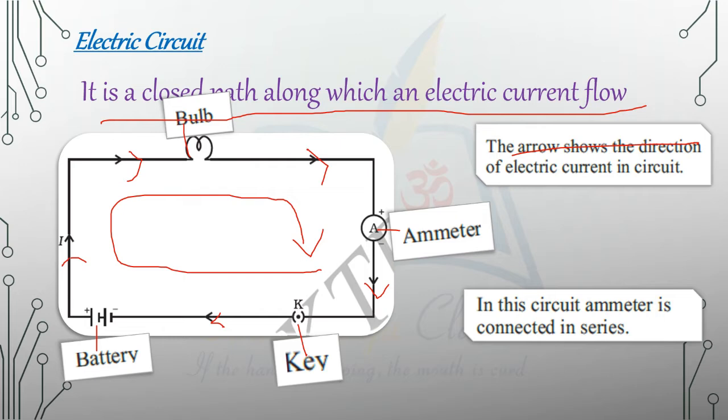In this circuit, the ammeter is connected in series. This is series. This is series. Ammeter is usually always connected in series, but voltmeter is always connected in parallel, this way here. This is voltmeter connected. See, this is positive and this is negative.